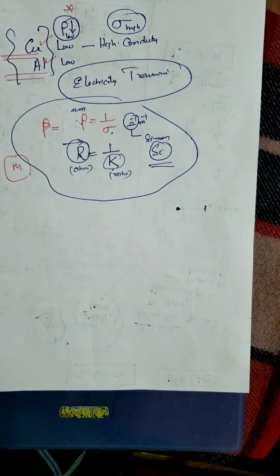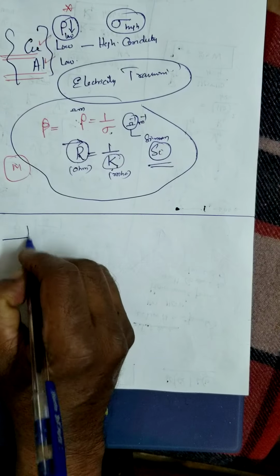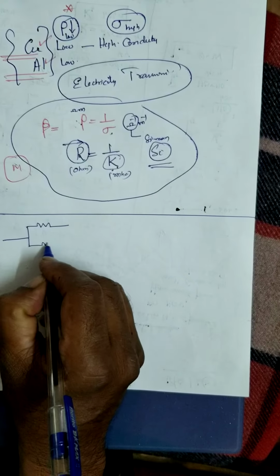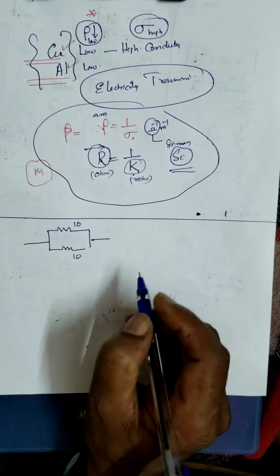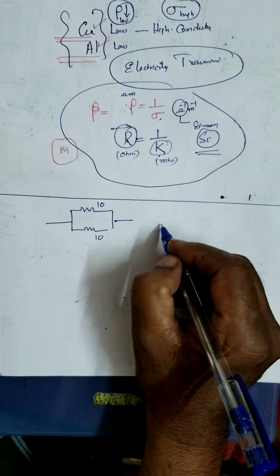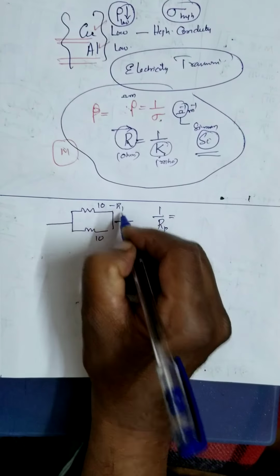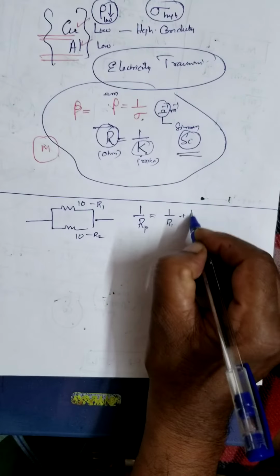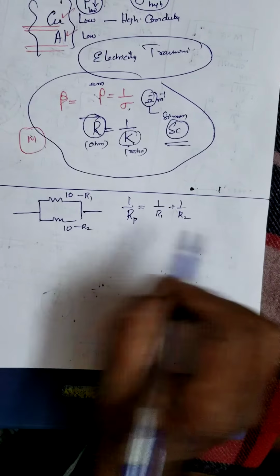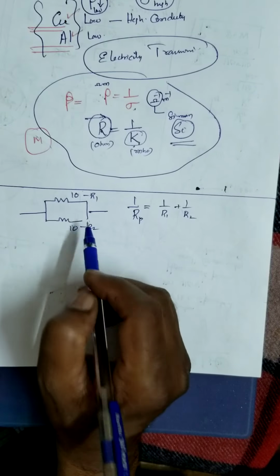Now, there are some other problems they ask. A simple problem they'll ask you: suppose two resistors, each of value 10 and 10. If I connect them in parallel, what is the effective resistance? For resistance in parallel, the reciprocal of resistance is 1 by R1 plus 1 by R2. Generally, with two resistances it will be easy. You can remember one formula for this. Suppose two resistances are in parallel.